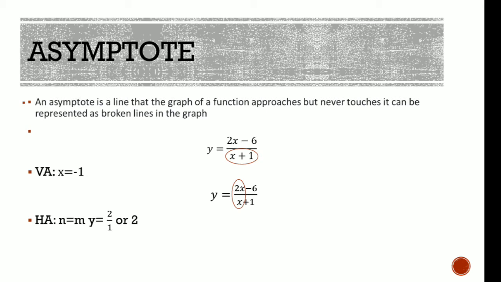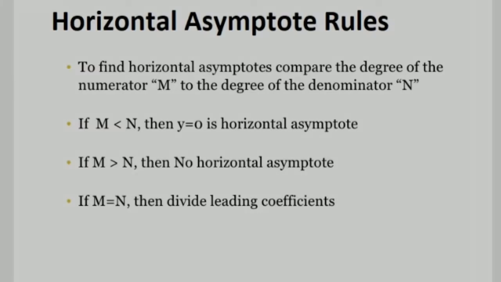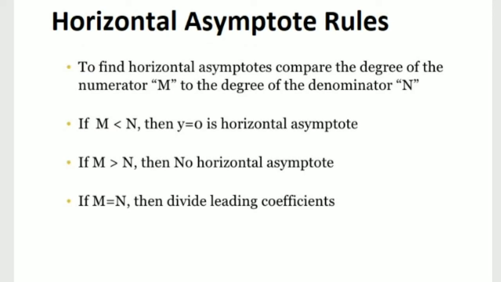For the horizontal asymptote, we will get the first term of both numerator and denominator, which are 2x and x. So we get 2 over 1 or 2. So the horizontal asymptote is y = 2. But remember, there are some rules to be followed. You can just divide the values if the degree of the variable is the same on both numerator and denominator.